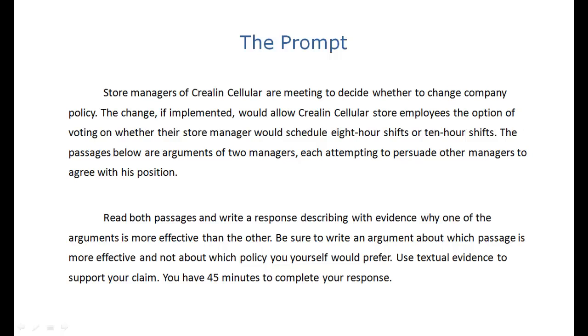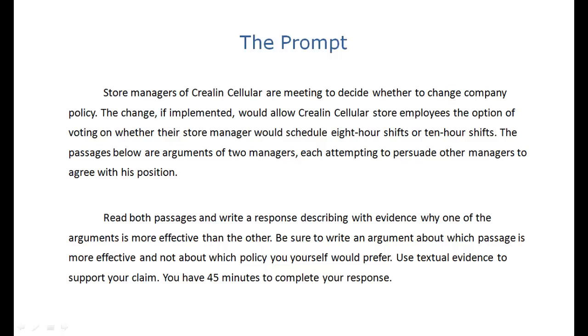The passages below are arguments of two managers, each attempting to persuade other managers to agree with his position. Read both passages and write a response describing with evidence why one of the arguments is more effective than the other. Be sure to write an argument about which passage is more effective and not about which policy you yourself would prefer. Use textual evidence to support your claim. You have 45 minutes to complete your response.